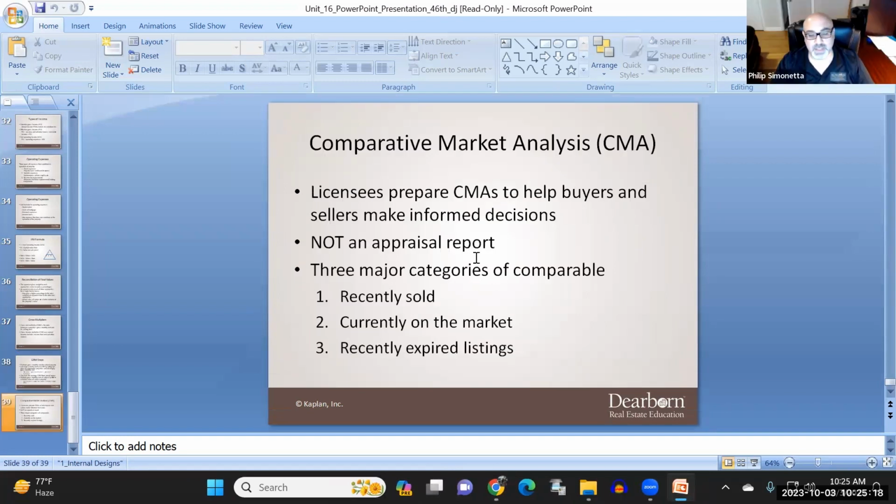All right. The last thing we're going to talk about in this section is the comparative market analysis, the CMA. Licensees prepare CMAs to help buyers and sellers make informed decisions. When you do a CMA on a property that somebody wants to buy or sell, you're giving them a rough idea of what it's worth. We're going to be preparing CMAs and reports. Like when you make calls and set appointments for me, you're going to prepare those and send them to them, which I'm going to show you how to do.